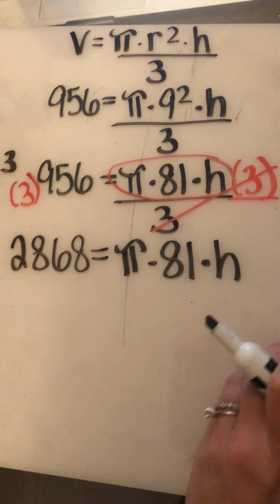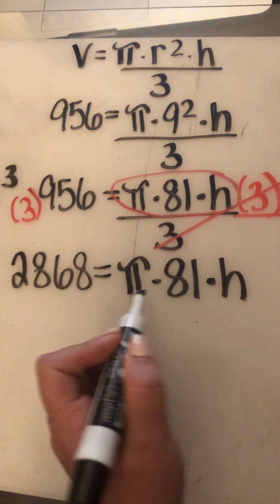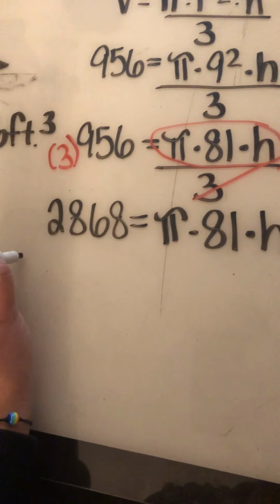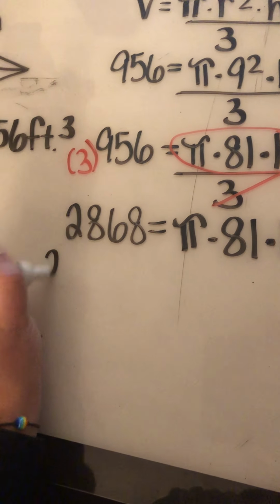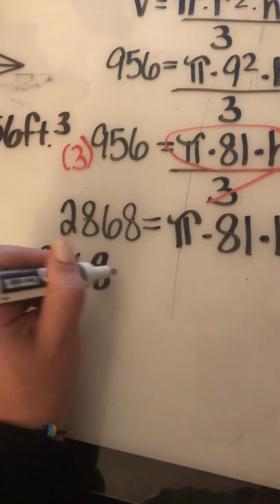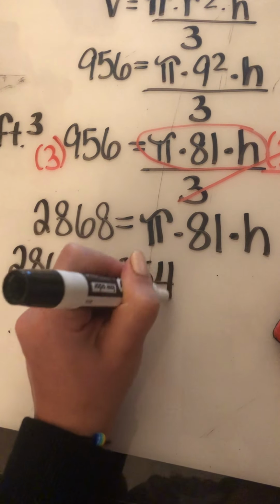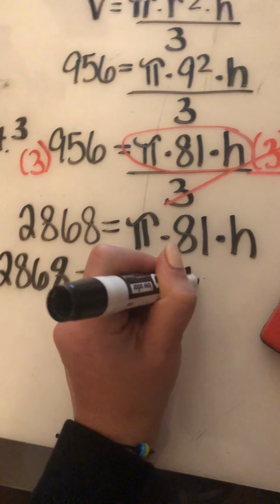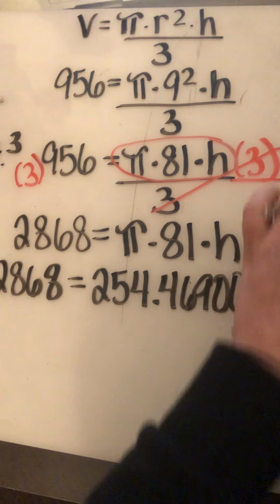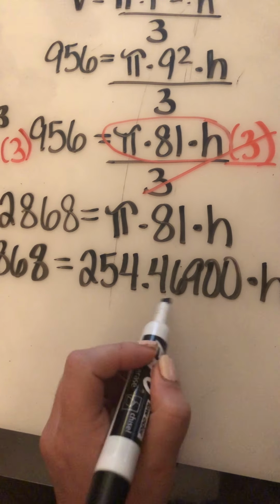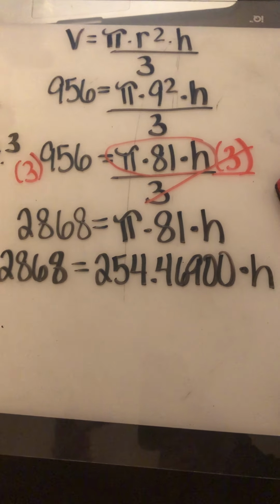This looks like kind of what we were doing with the cylinder at this point. Now we're going to multiply pi times 81. And again, like I said before, it's going to be an irrational number, so we'll get a large decimal, but that's okay. We can work with that. So we have 2,868 equals pi times 81 is about 254.46900 times the height. Notice I'm still keeping those 5-digit rule right after the decimal. It keeps your answer as close as possible to the actual.